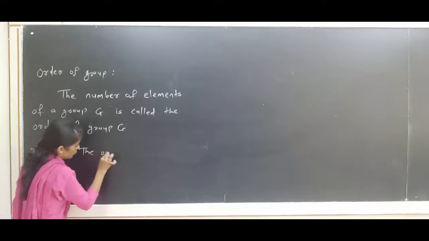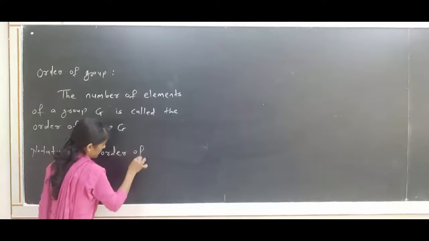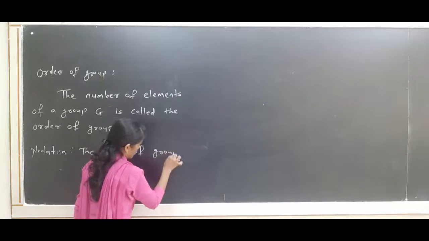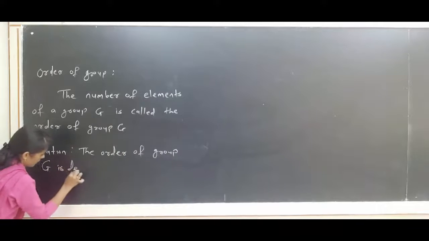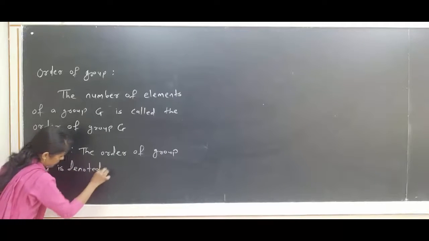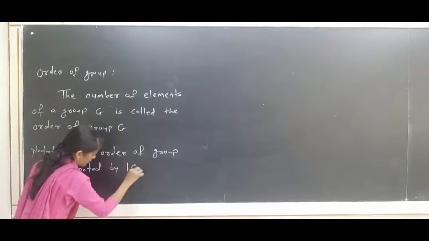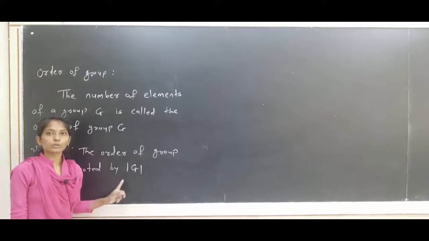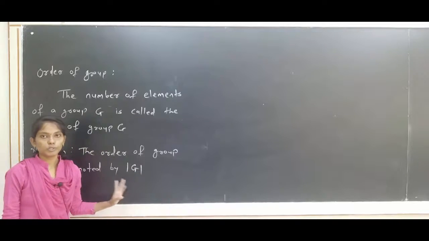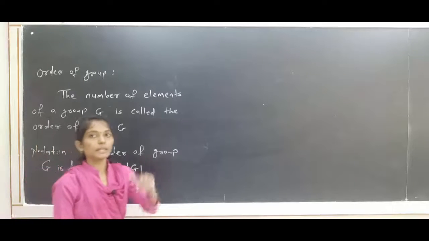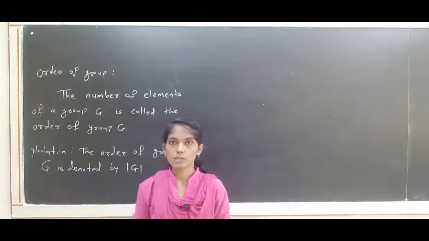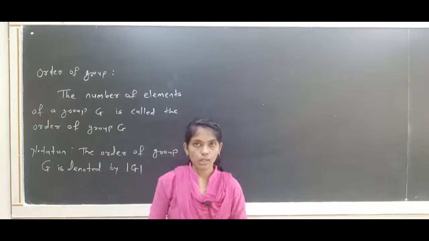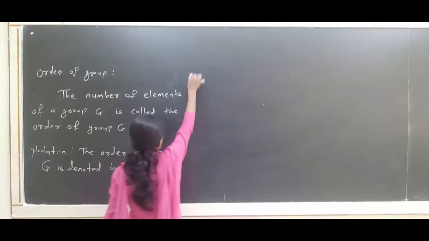The order of group G is denoted by mod G. So this is the notation for order of group G. Order of group is nothing but the total number of elements present in that group. Okay, now we see some examples.